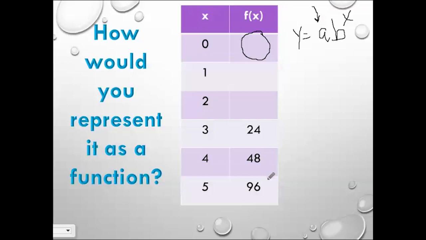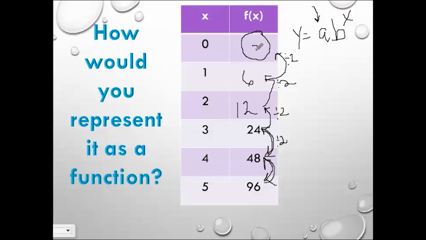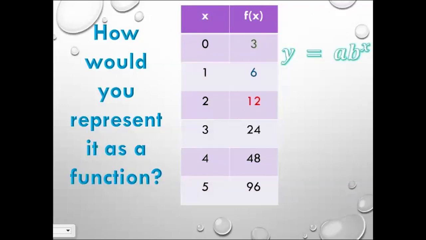So we know that when we were going this way, we were multiplying by 2. So if we reverse it and go the other way, it means we must be dividing by 2. So if I take 24 and I divide it by 2, I'm going to get 12. And 12 divided by 2 is going to give me 6. And 6 divided by 2 is going to give me 3. So now our table looks like this.